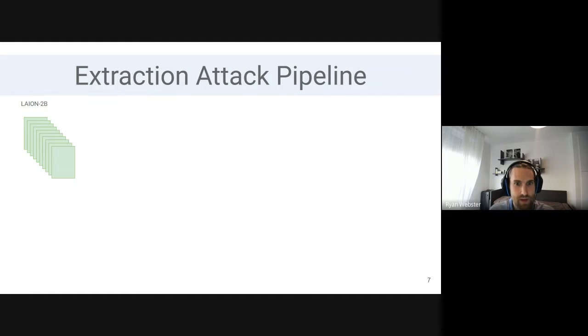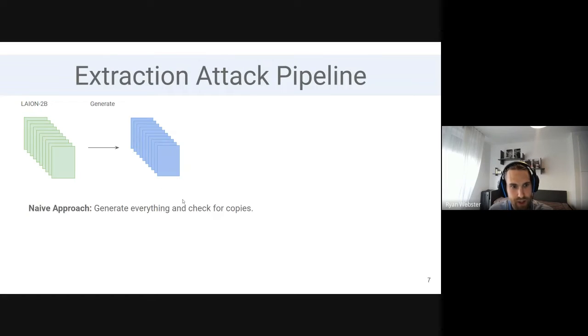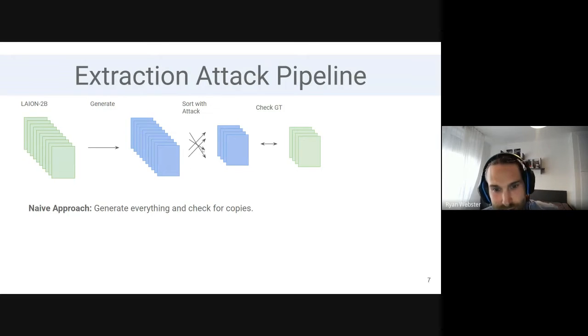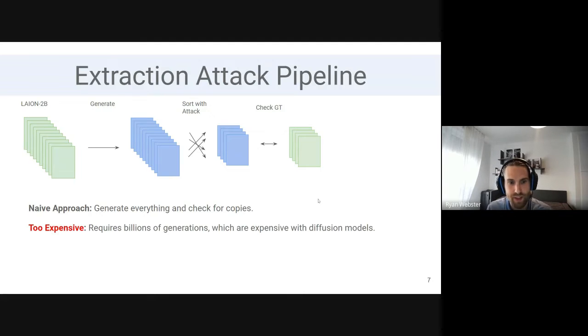So we'll look at the pipeline of the attack now. The general flavor of extraction attacks is to generate a bunch of stuff. Here I have LAION-2B, which is images and captions. We're going to take those captions, generate a bunch of stuff, use some properties of those generations to sort with our attack function, and then check: are these actually copies or not? The problem is, with billions of images, it's such a huge scale that this is essentially intractable.